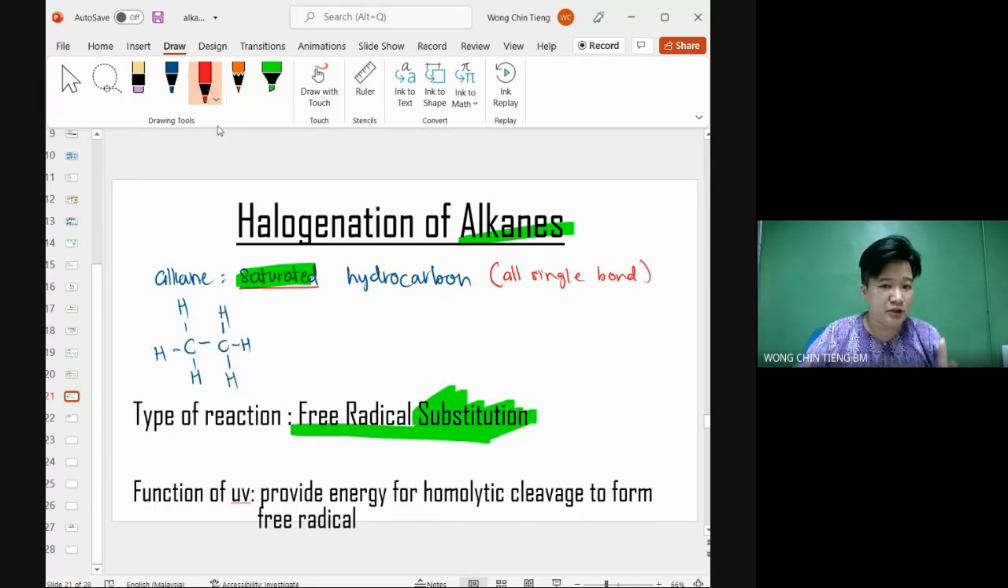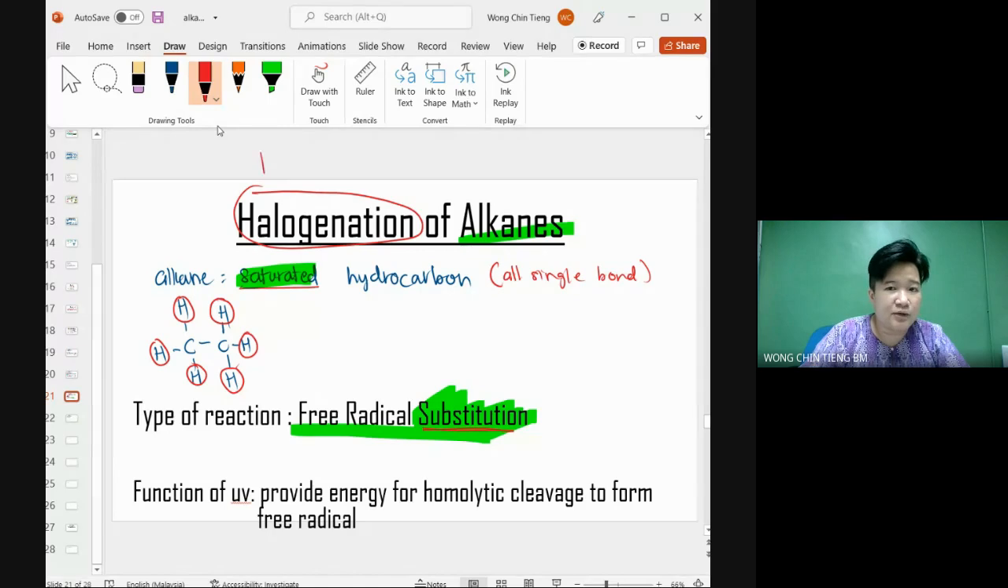We can only do substitution because we can only substitute any of the hydrogen kat sini. Kita hanya boleh ganti hydrogen tersebut dengan benda lain. Betul? Setuju? Kita tak boleh buat benda lain. Dan next question adalah, substitution banyak jenis. Saya boleh ada nucleophilic substitution, free radical substitution, electrophilic substitution. Kenapa mesti free radical substitution? Kenapa bukan yang lain? Senang je. Sebab dia adalah halogenation.